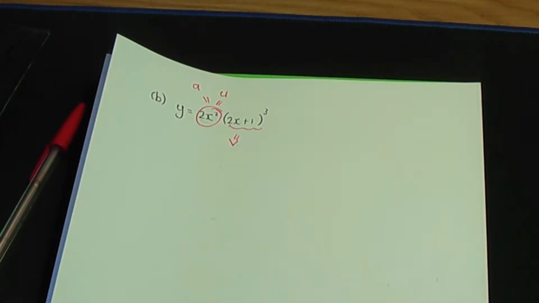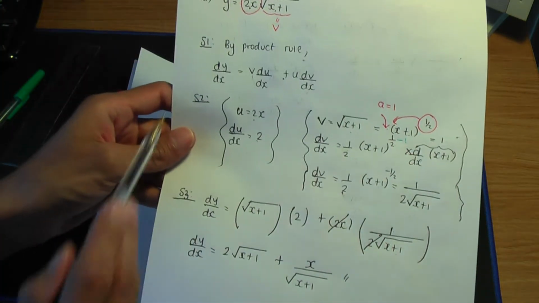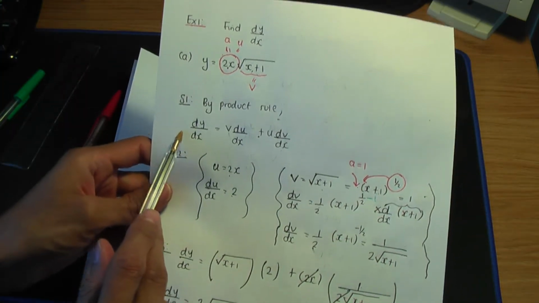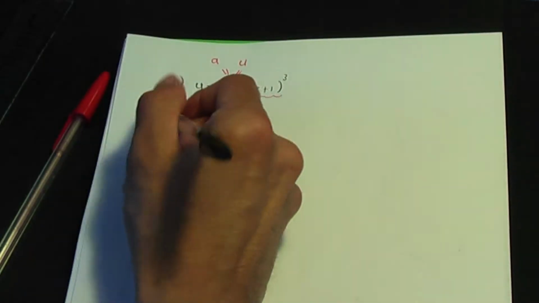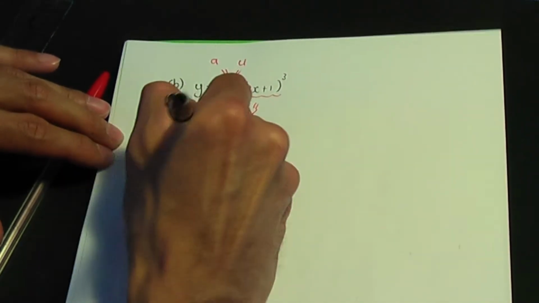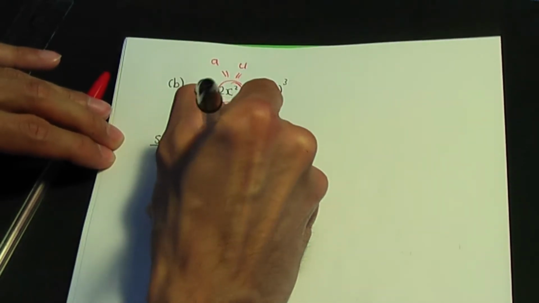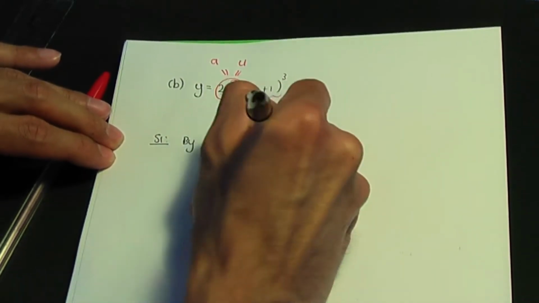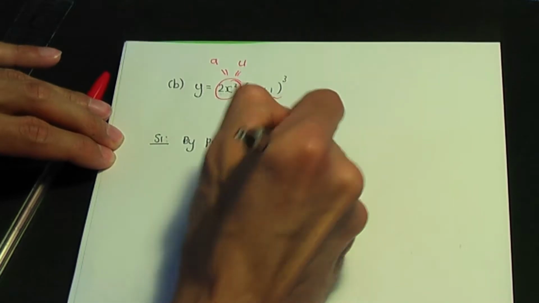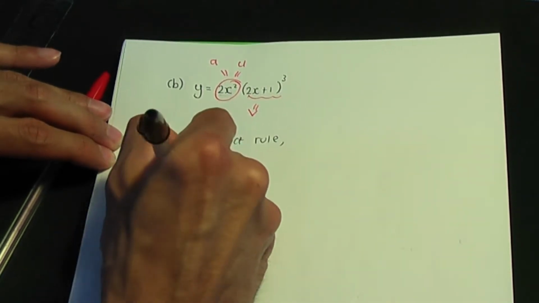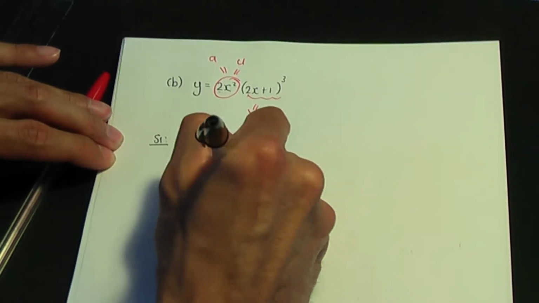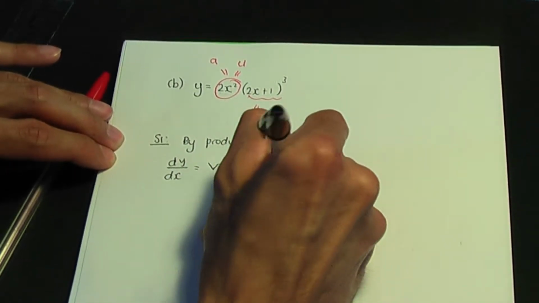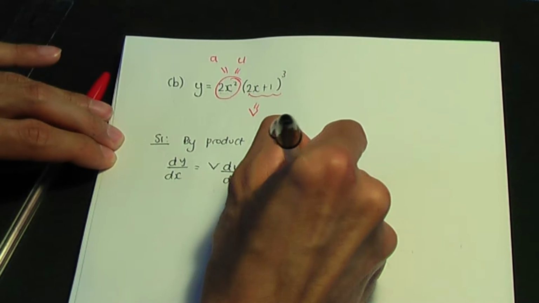Let's quickly remind ourselves of the steps. Step 1, let's apply this product rule. So here's step number 1. By the product rule, remember the rule, dy over dx is equal to v du by dx plus u dv over dx.